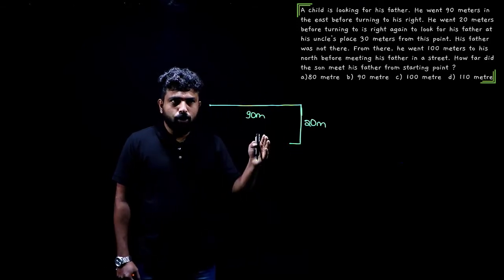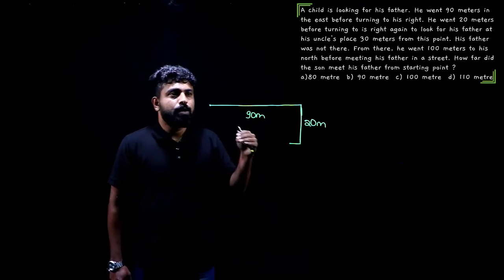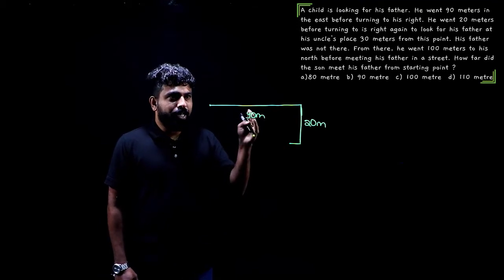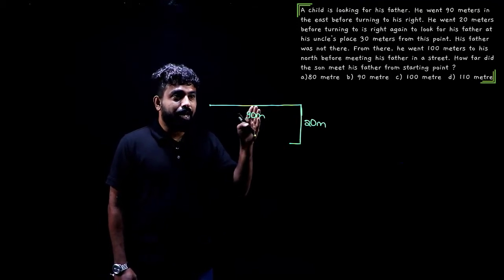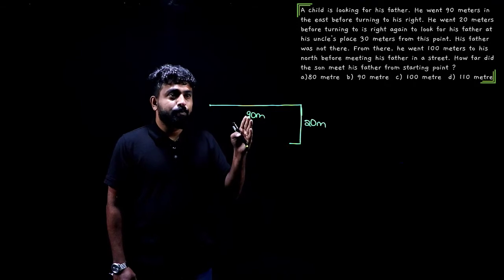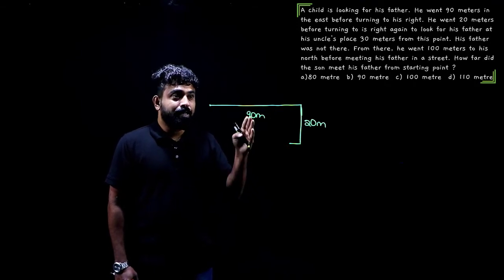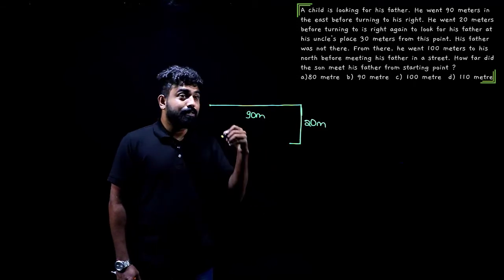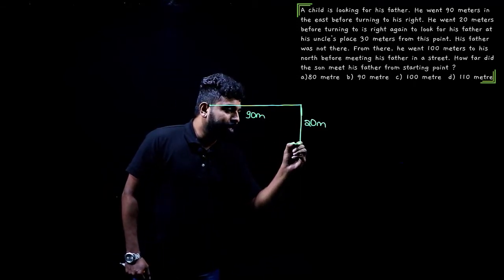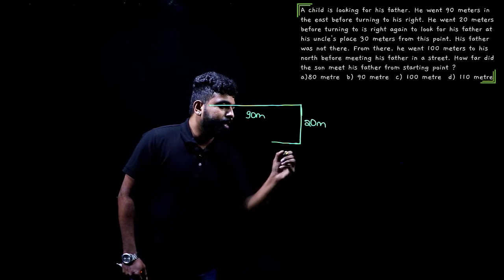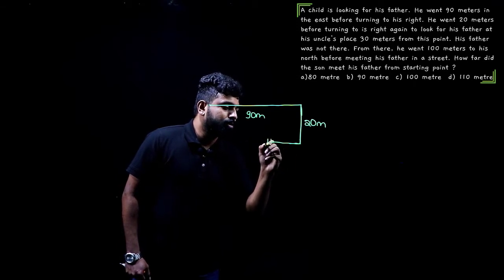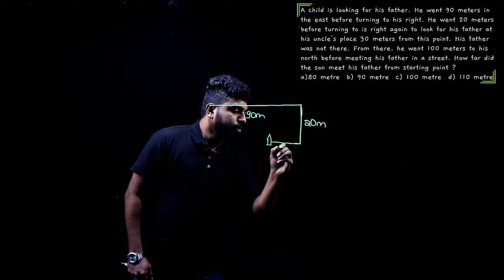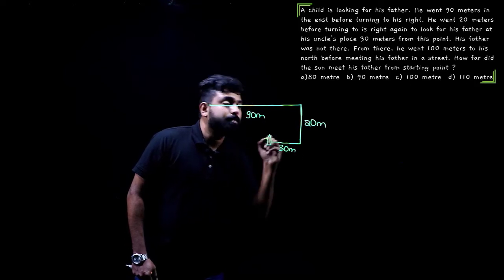But how long did he go? Let us read our next point. He went 20 meters before turning to his right again to look for his father at his uncle's place, 30 meters from this point. So from this point his uncle's place is 30 meters. After taking a right turn, he'll be moving 30 meters. So this is his uncle's house.